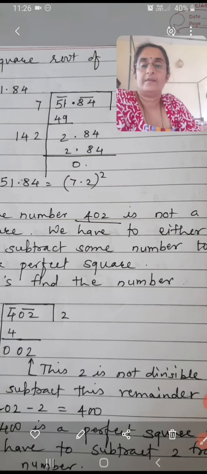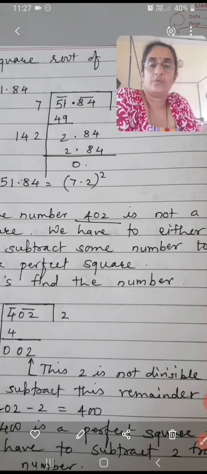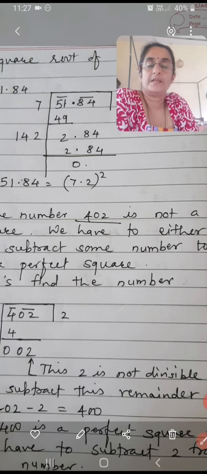Which number do we have to divide now? 284. What is the last digit of that number? 4. So which number gives us 4 at the end? Either 2 into 2, 4, or 8 into 8, 64. So either 2 will come there or 8 will come there. So we'll try with 2. So in front of 14 I have written 2.